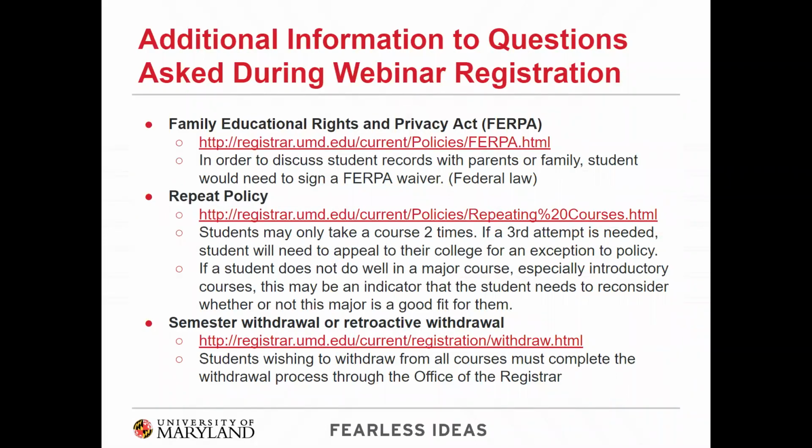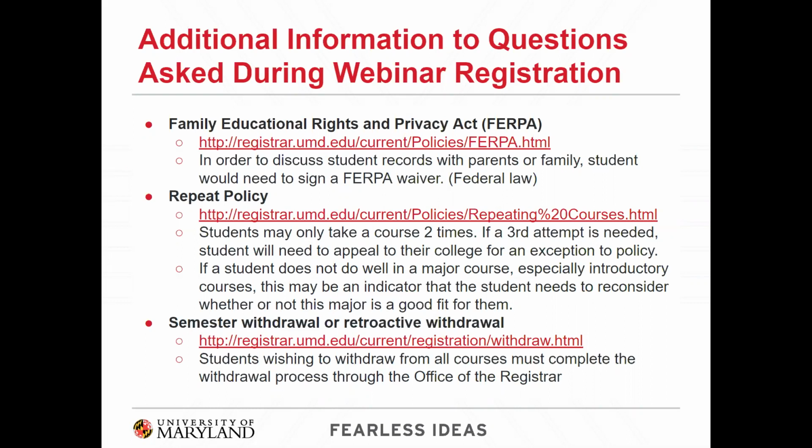Based on your registration, you're allowed to ask some questions that you were hoping to be answered in this presentation. We pulled out some of the things that we did not cover in our presentation to give you some additional information. One of the things every family should know about is the Family Educational Rights and Privacy Act, or FERPA. In order to discuss student records with parents and families, students would need to sign a FERPA waiver for their advisors to be able to share information. This is federal law and not UMD policy.